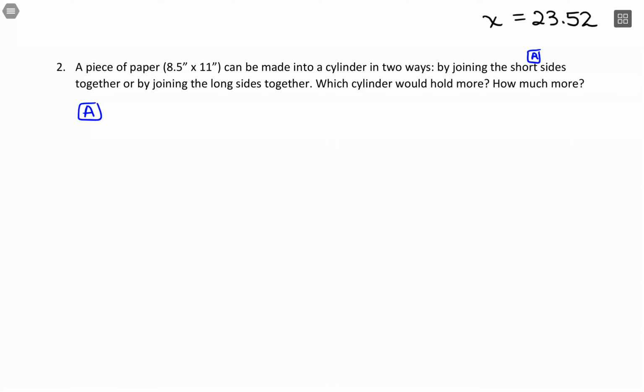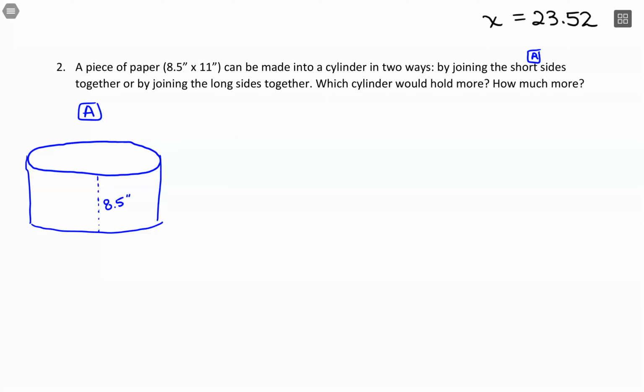So these drawings will be kind of dramatic since 8.5 and 11 inches are fairly close, but it would be this case where you have your cylinder of paper and the sides that are touching are 8.5 inches. So that's one way we can fold the piece of paper.